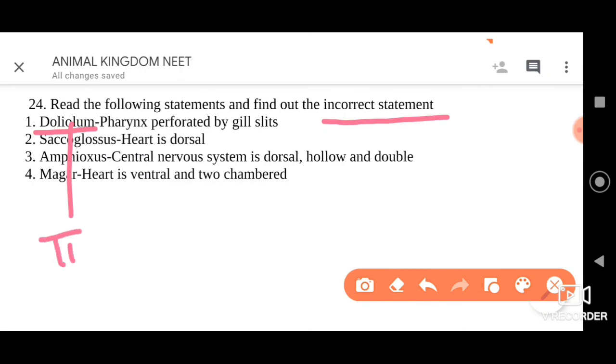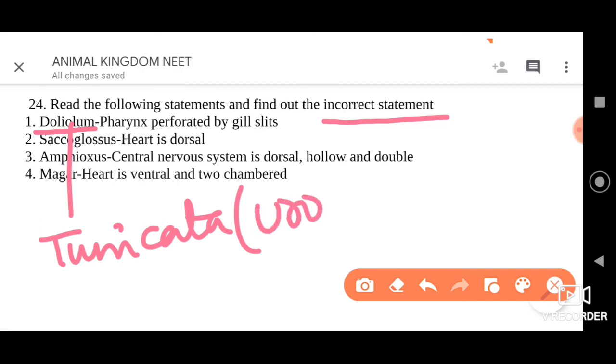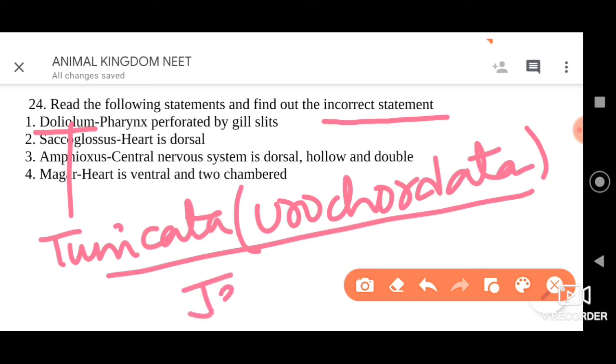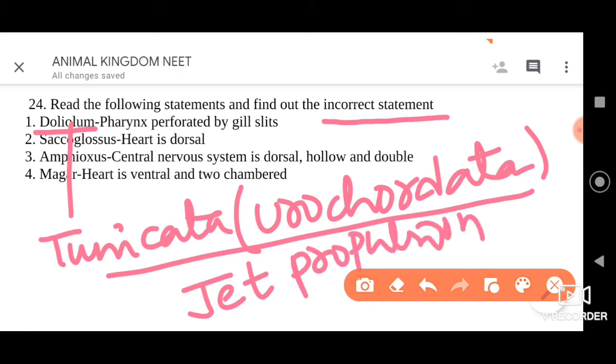It belongs to the subphylum Tunicata or Urochordata under chordates. This is the first aspect. And secondly, they have one important character. Generally, the members belonging to Tunicata or Urochordata move via jet propulsion, like how a jet moves as soon as the engine starts, by propulsion. In a similar manner these organisms also move.